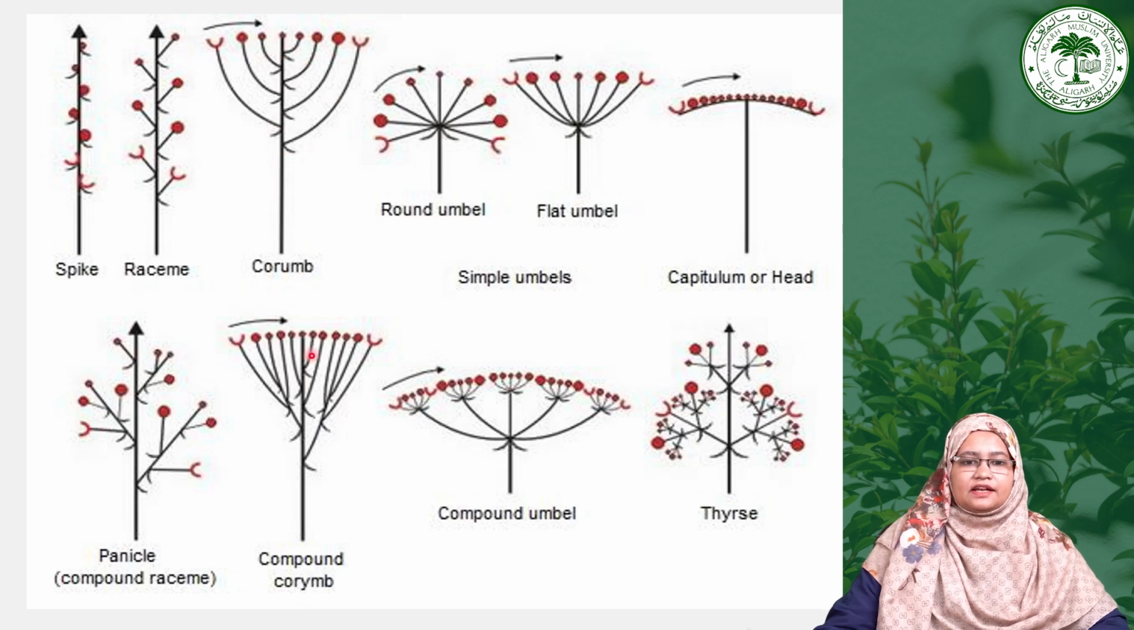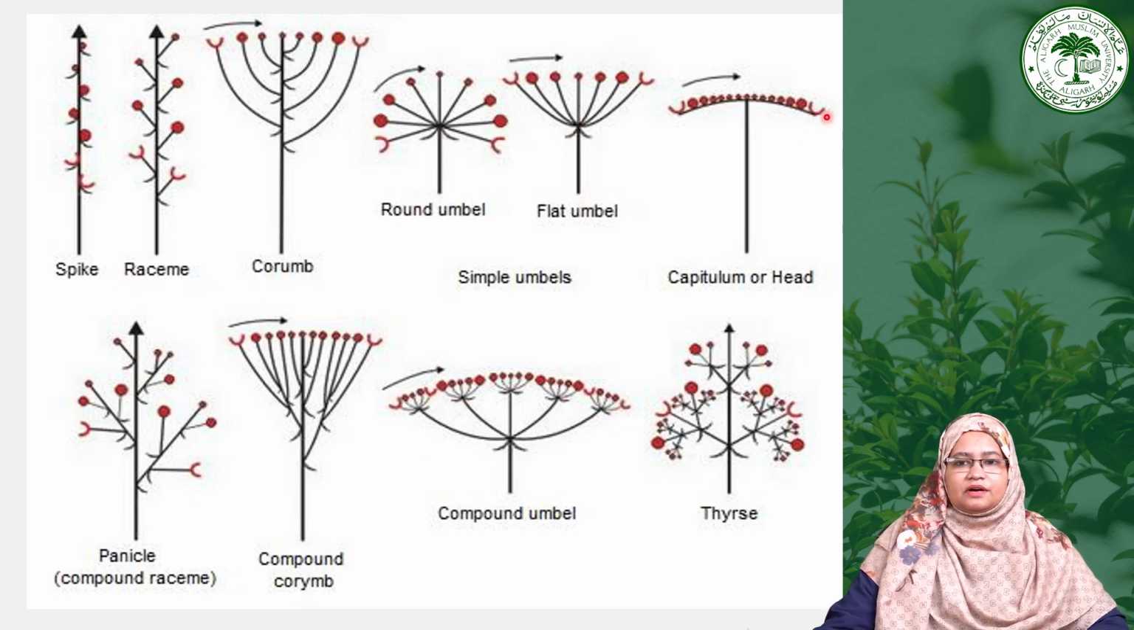Similarly, if the corymb has a divided axis and each branch has a single corymb, that is called compound corymb. Then here you can see an umbel in which all the flowers arise from a single point, that is called a round umbel. If the surface is flat, then it is called a flat umbel. So a simple umbel also has two types, either round or flat, and if the axis of the inflorescence is further divided and each branch bears an umbel, then it is called a compound umbel, as we can see here.